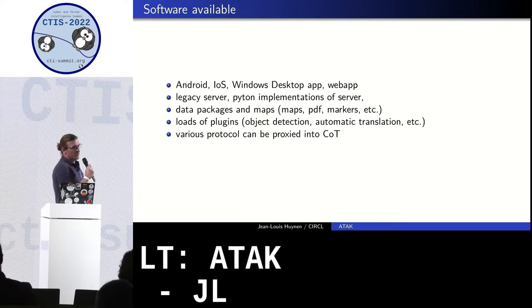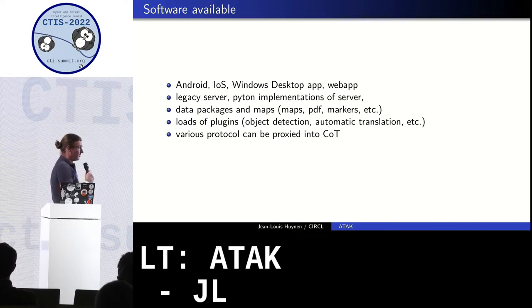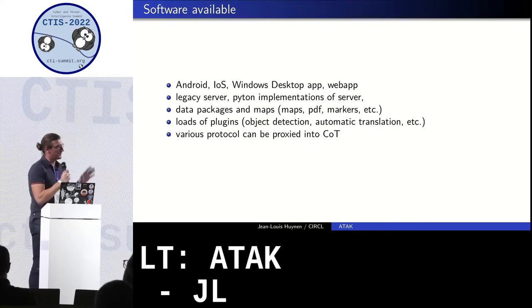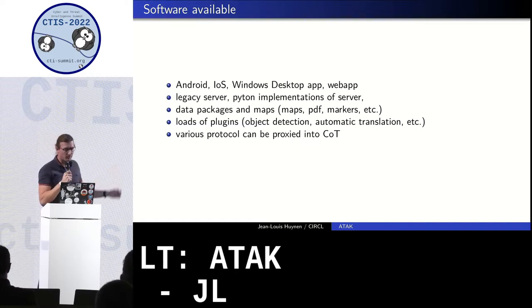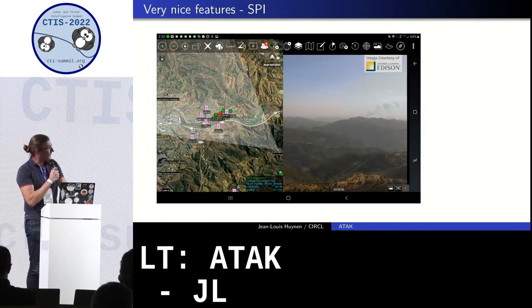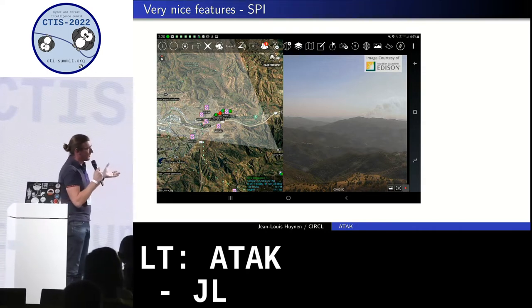You can share data packages, but at the moment you only share data packages by whatever means you have. You have a lot of plugins. So for instance, for doing object detection, you can fly drones, stuff like this, through the app. And basically, everything works through a protocol which is called Cursor on Target. So basically, it's just the position of an object in 3D in space. So you have a lot of fancy features that are available in the civil version.